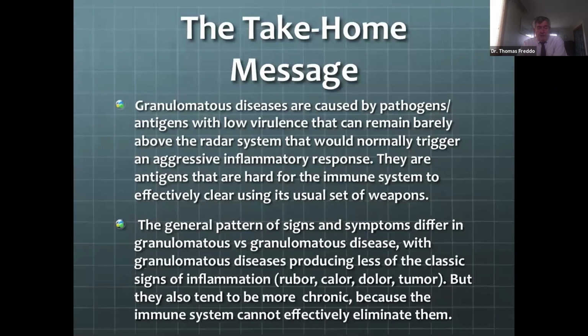The general pattern of signs and symptoms differs in granulomatous versus non-granulomatous disease, with granulomatous diseases producing less of the classic signs of inflammation: less redness, less heat, less pain, but still some swelling or a nodule in the form of the granuloma. But they also tend to be more chronic because the immune system cannot effectively eliminate them.